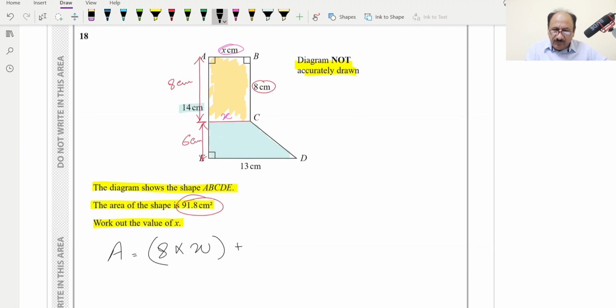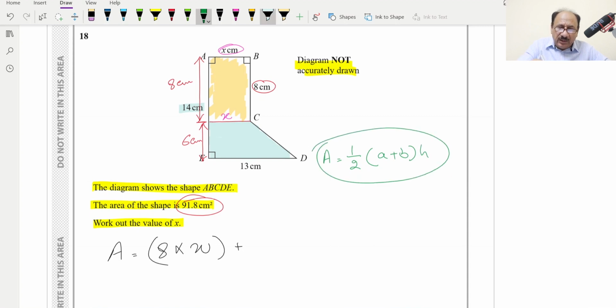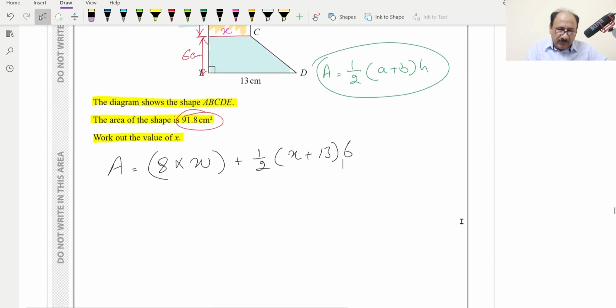Area of trapezium will be what? We know formula for area of trapezium is 1 by 2 (a plus b) into h. This is the area of trapezium rule which we will be applying, and we can write over here 1 by 2 into (x plus 13) into h, which is height is 6. So we can now calculate this one.